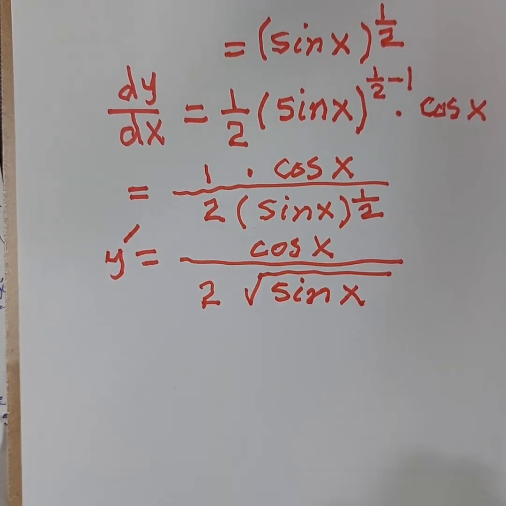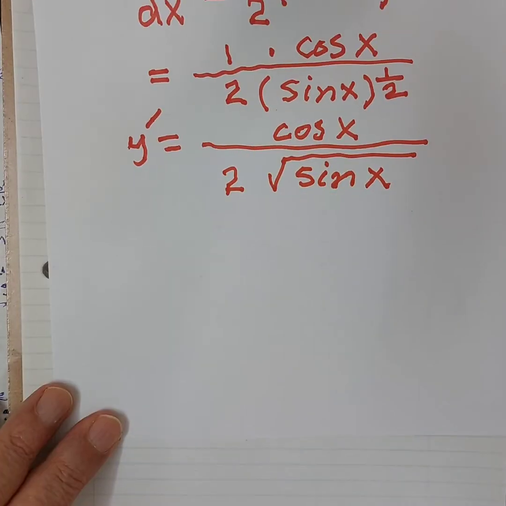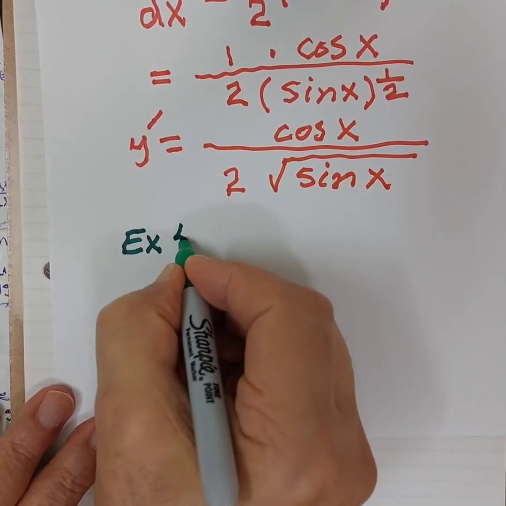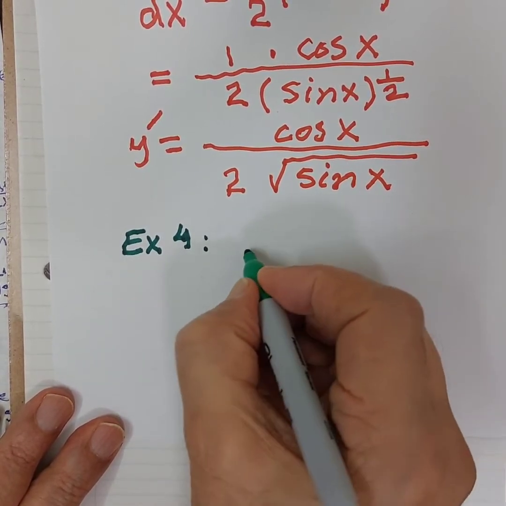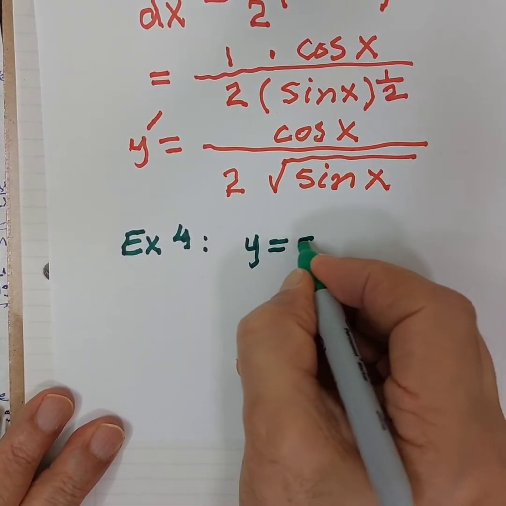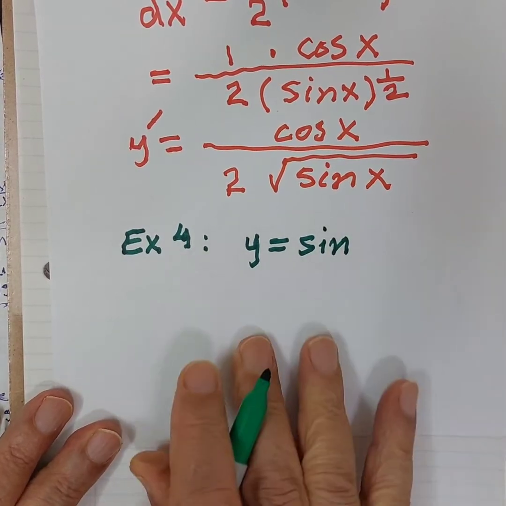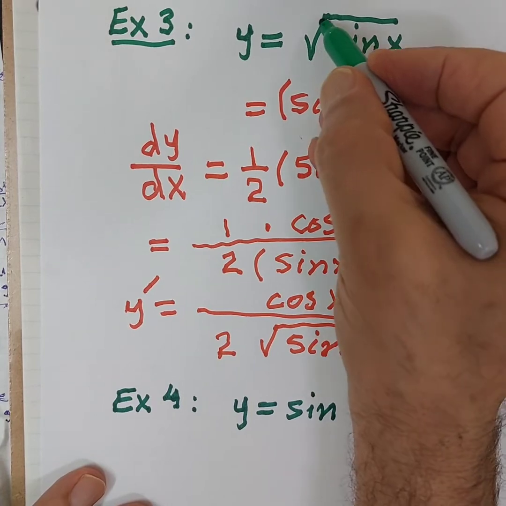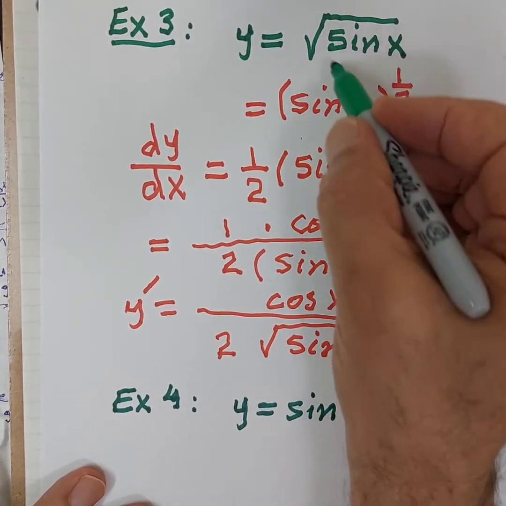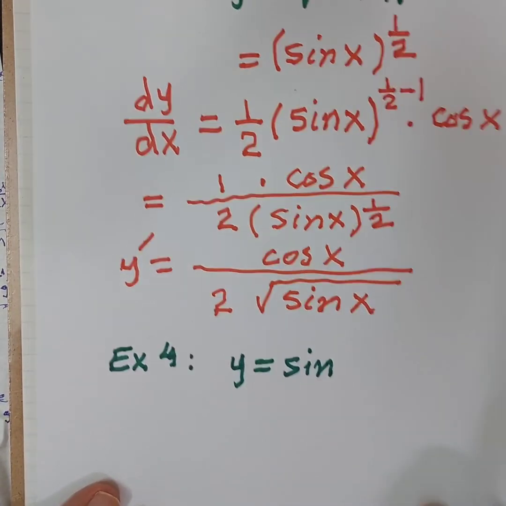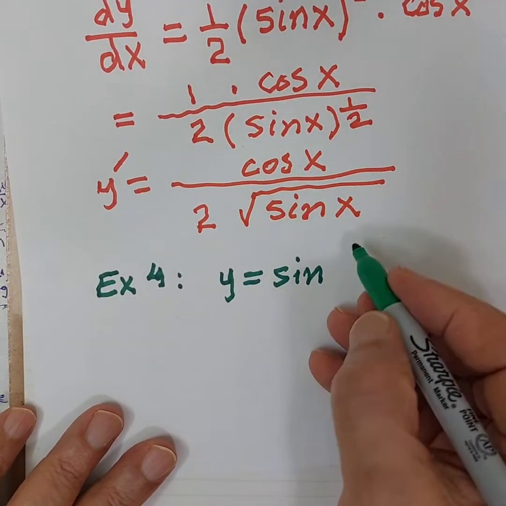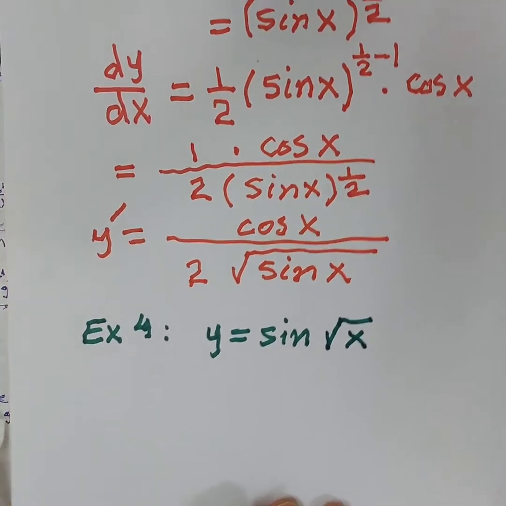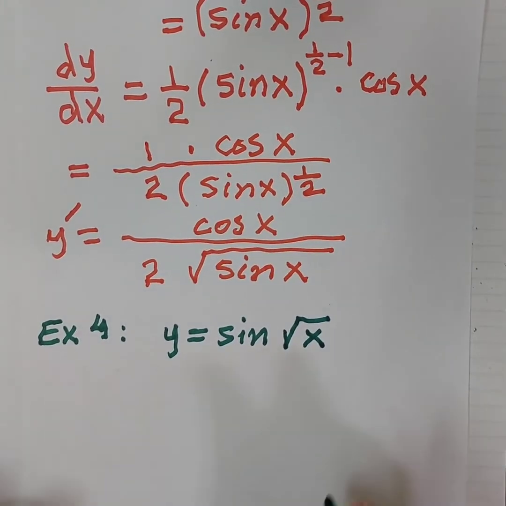Another example. Example 4. Let us say we have y is sine square root of x. Look what's the difference between the previous question and now. Here we put the radical sign on all sine x. Here we will put in this question the radical sign only over x. So how can we find dy by dx here?